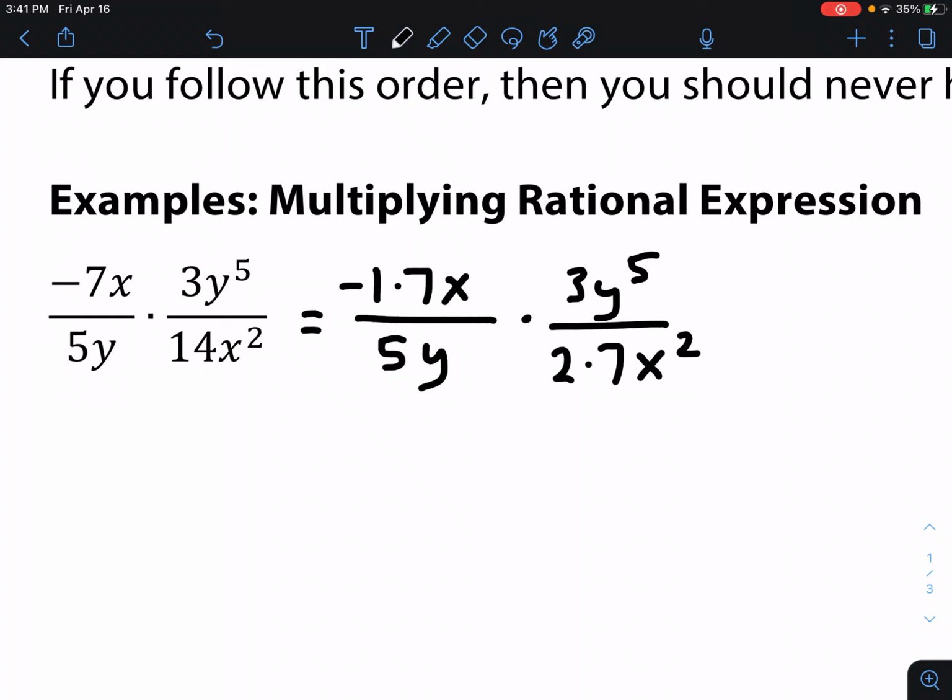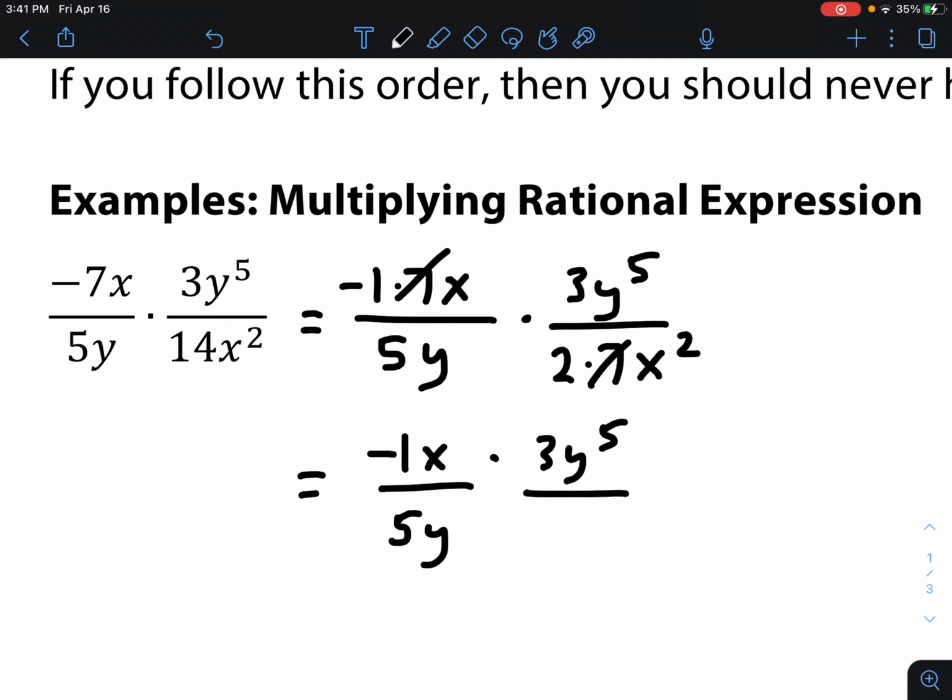Now, there's multiple ways we could do this, but let's do it this way. So I'm going to eliminate the 7 now because that's a common factor. And if I rewrite this thing, now I have -1x times 3y to the 5th, and then this one's over 5y, and this one's over 2x squared. Okay, so now I'm just going to multiply across.